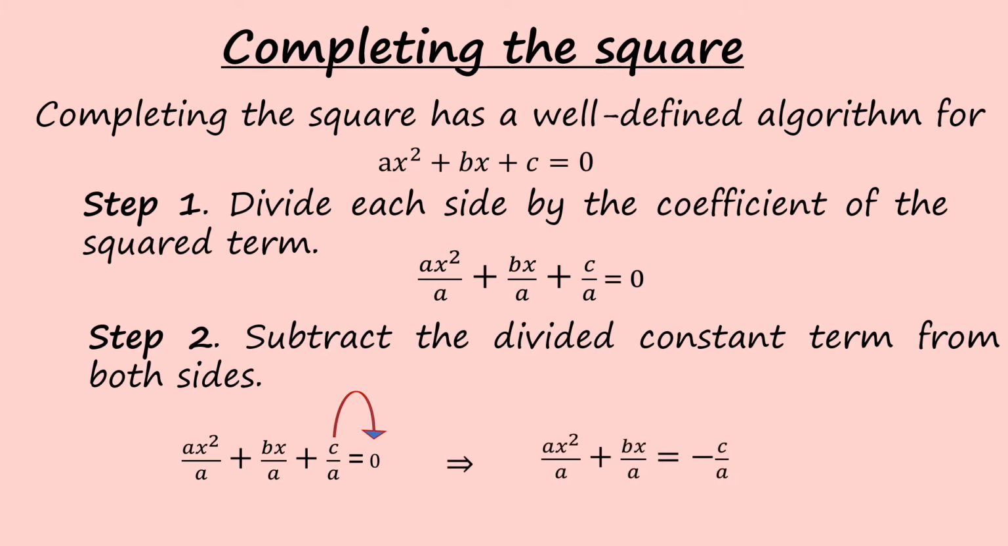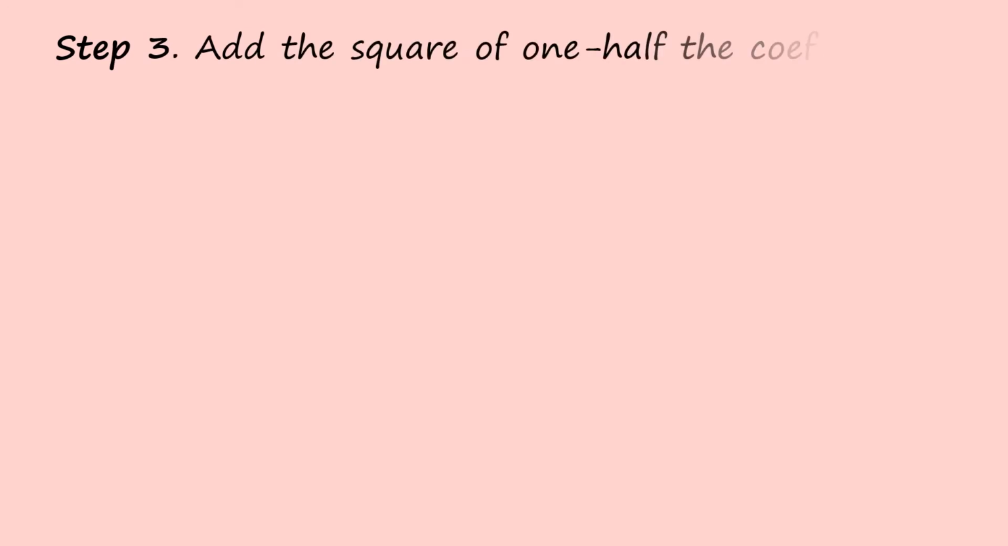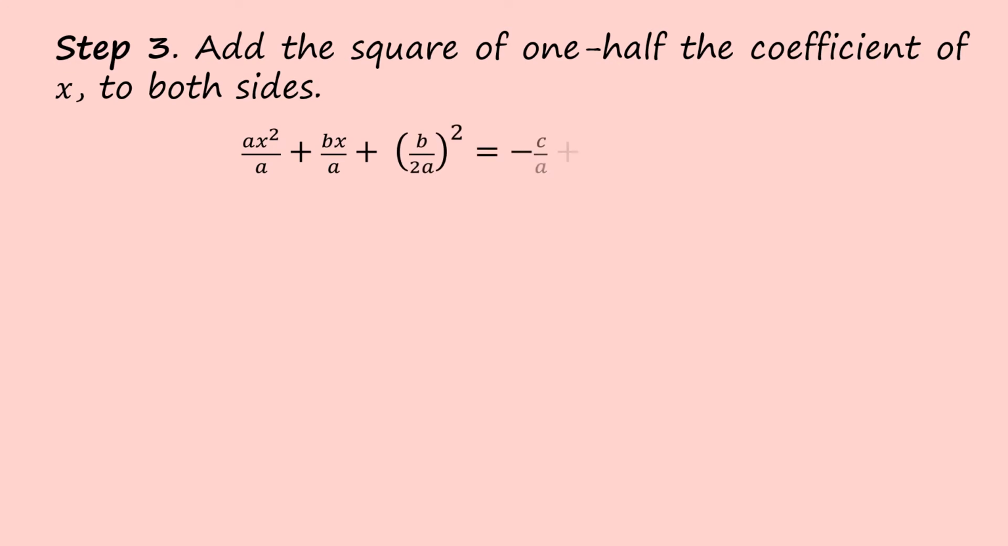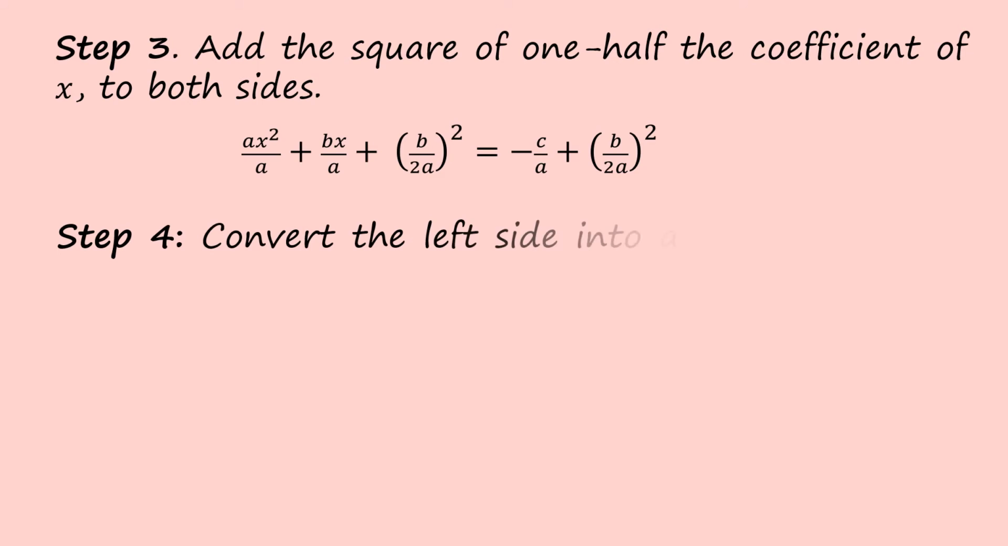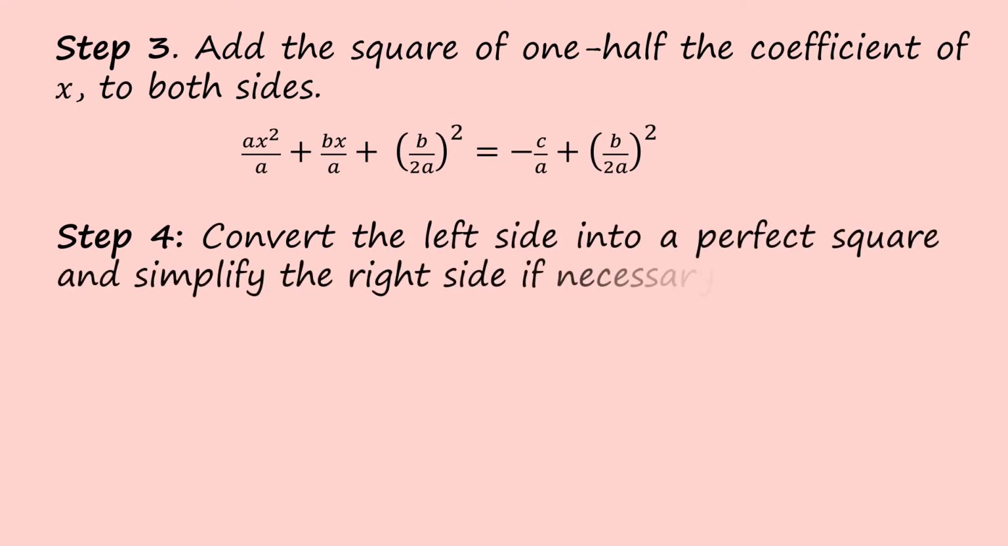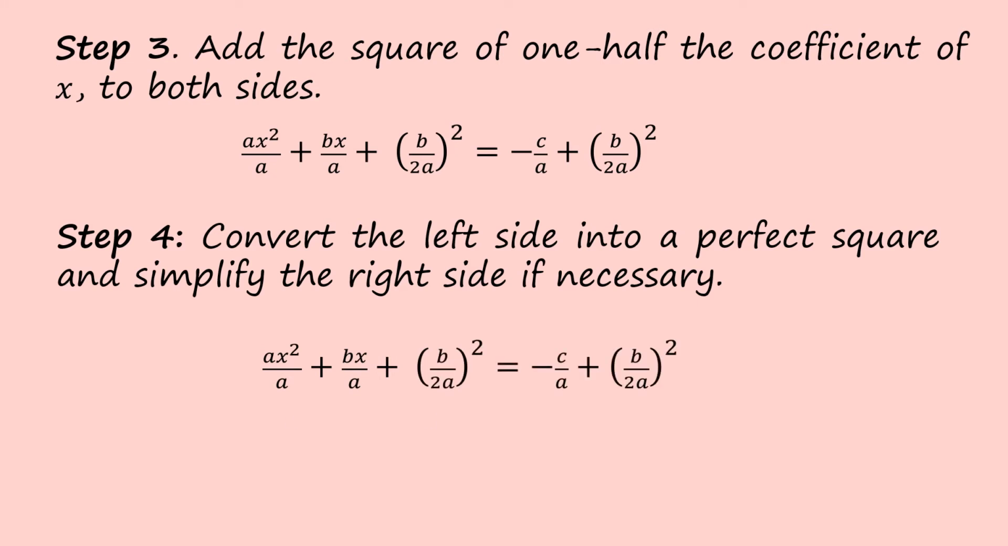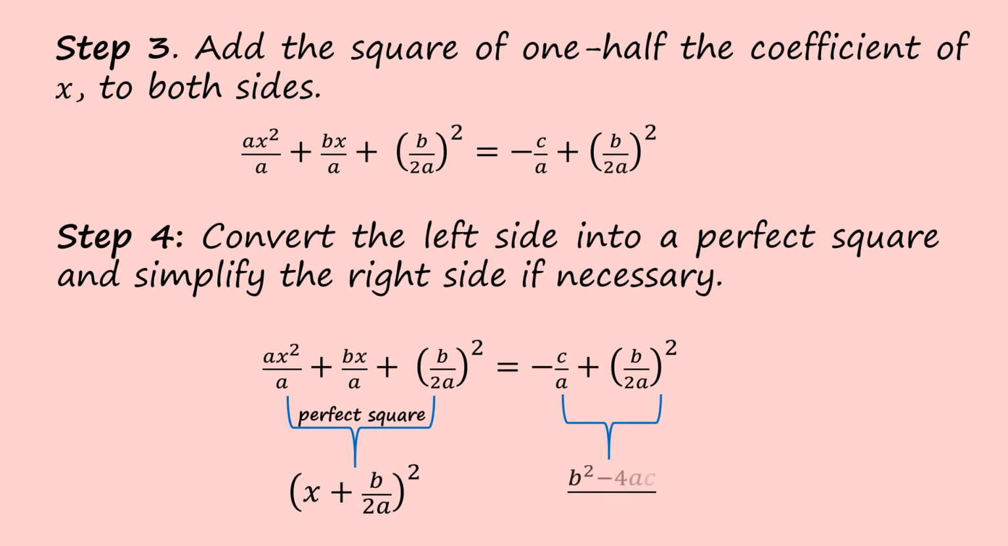Step 3, we add the square of 1/2 of the coefficient of x to both sides. It means we are going to add b over 2a all squared on the left and right hand side. Step 4, we convert the left side into a perfect square and simplify the right side if necessary. For the left hand side, we have this as the perfect square, and if we simplify that, we are going to have x plus b over 2a all squared. And on the right hand side, when we simplify that, we are going to have b squared minus 4ac over 4a squared.